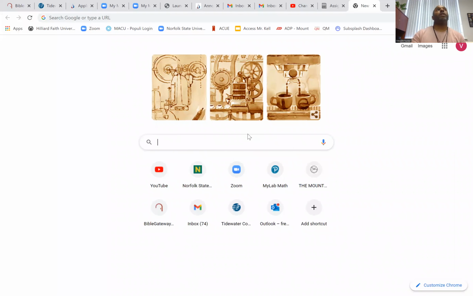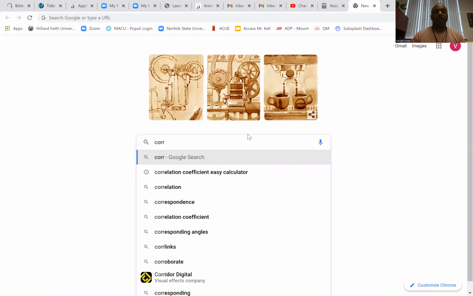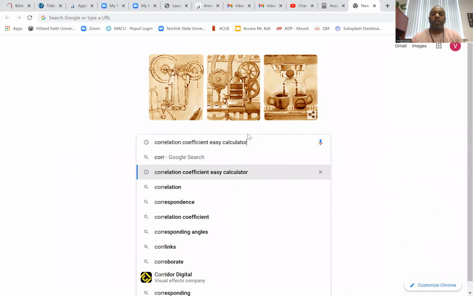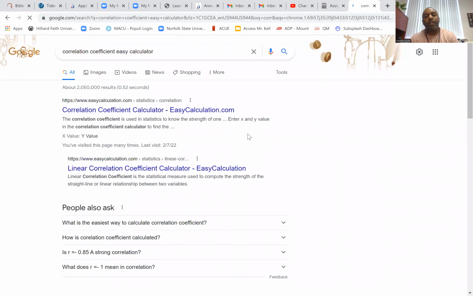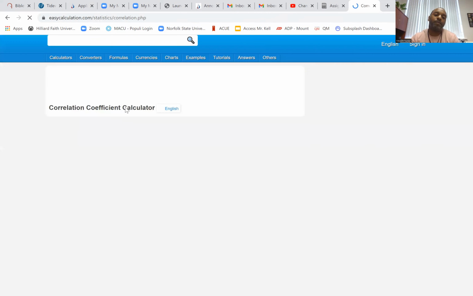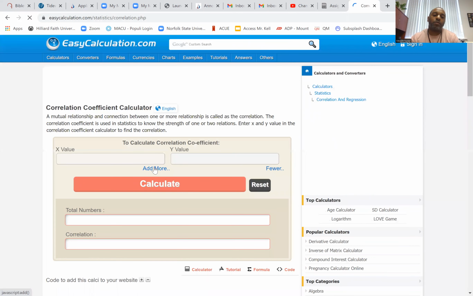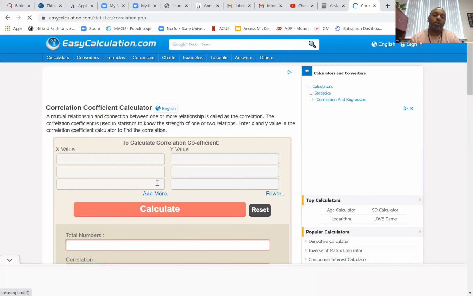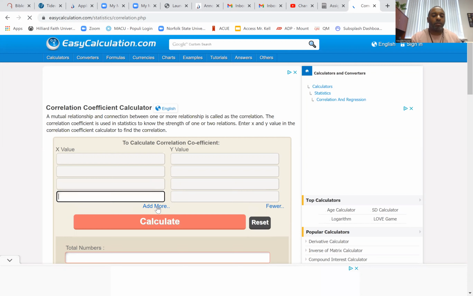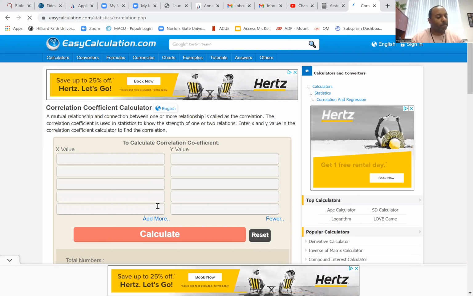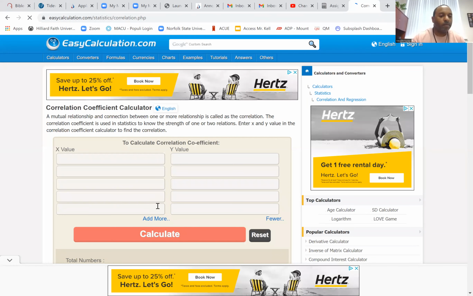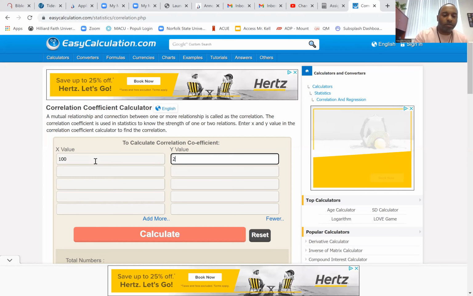All right, so we're looking at the correlation coefficient, easy calculator. Remember I said you type in what you're looking for and put easy calculator or easy calculation behind it. I know easycalculation.com can do it for us. With this one, you can add rows. I'm trying to find the pictures. Here we go. So we have 100, 257.